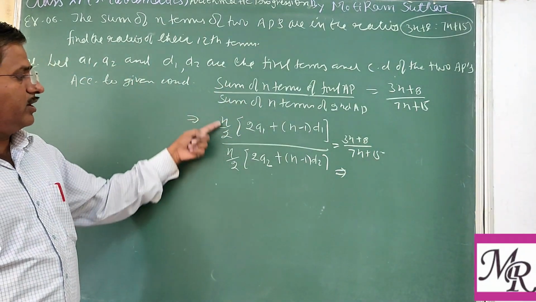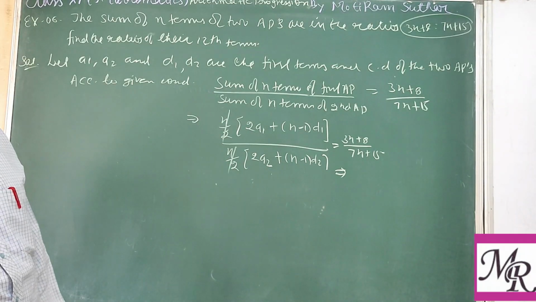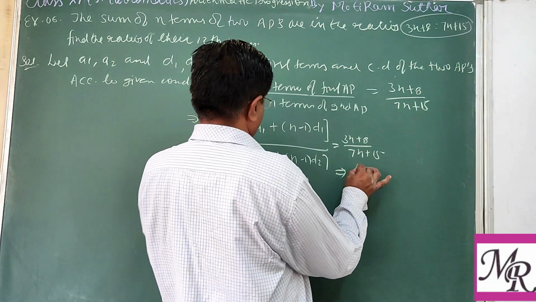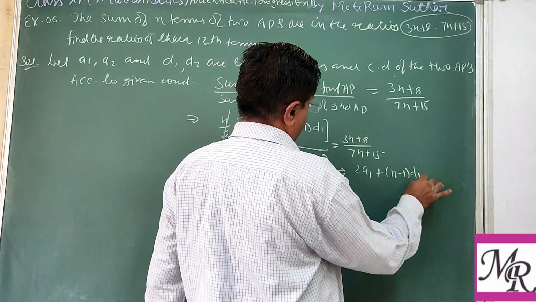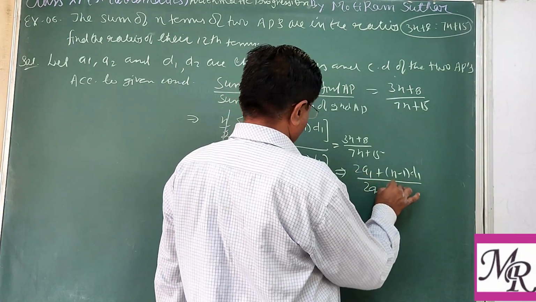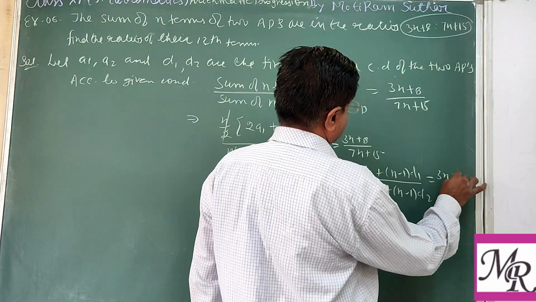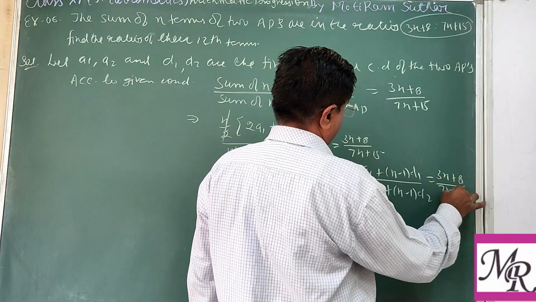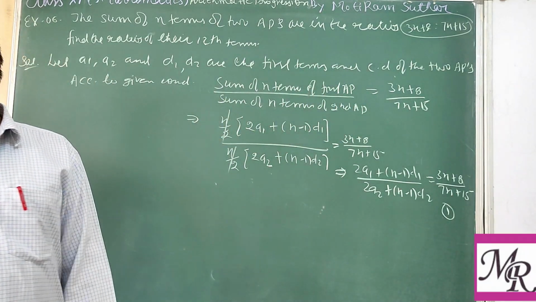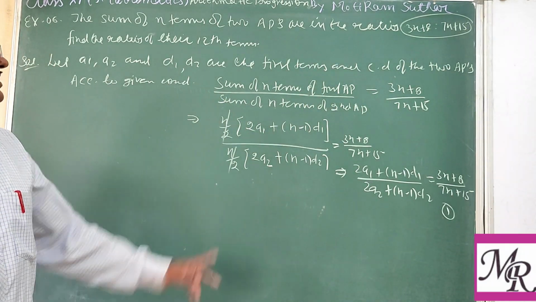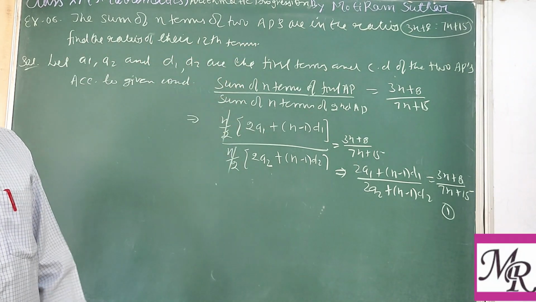Now here n by 2 and n by 2 on both sides will cancel out. So what do we get finally? 2a1 plus n minus 1 d1 upon 2a2 plus n minus 1 into d2. So this is equation number 1. This is found from the given. Now, find the ratio of their 12th terms.